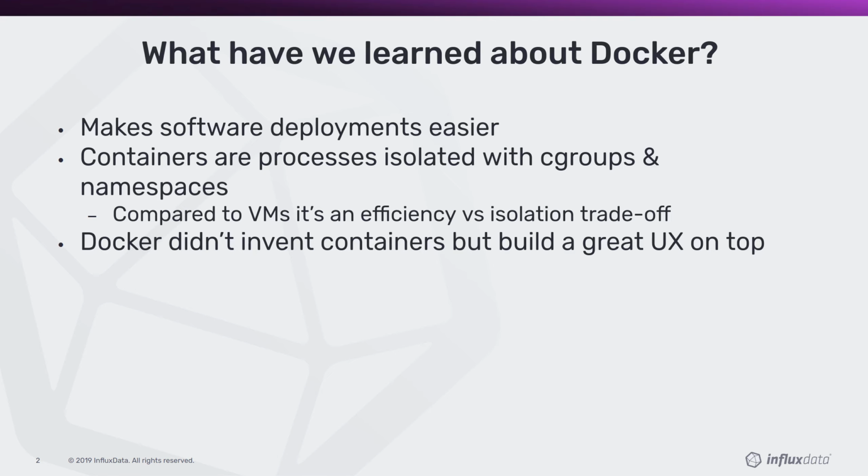We also learned that the isolation afforded by C groups and namespaces, which are the two Linux technologies leveraged by Docker, is a trade-off compared to virtual machine isolation. And we make that trade-off because of the better resource utilization that we get as a result. In terms of the amount of stuff we're able to run on the same amount of hardware, we kind of take that isolation hit for that efficiency.